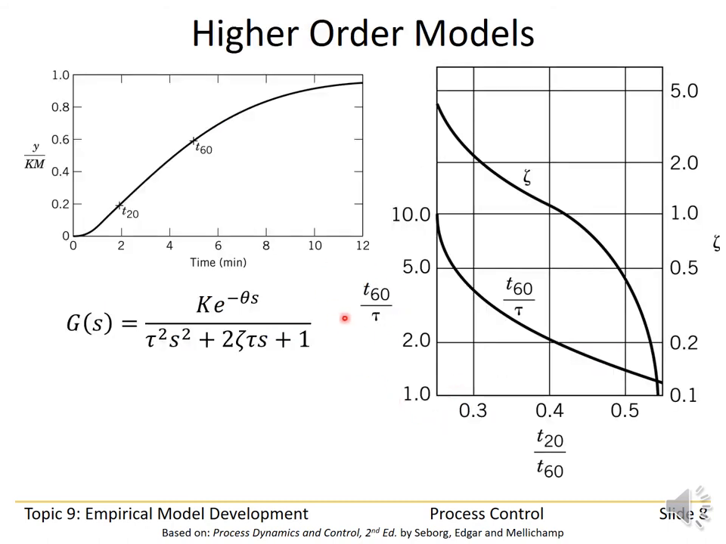Okay, here is the graph for using Smith's method. Here is a hypothetical step response curve. The apparent time delay has already been removed. The times t20 and t60 are marked on the graph. Once you've identified t20 and t60, you can calculate t20 divided by t60, and then you can use these curves here to determine t60 over tau by going up to this curve and then over to the left. And you can determine the value of zeta by going up to this curve and then over to the right.